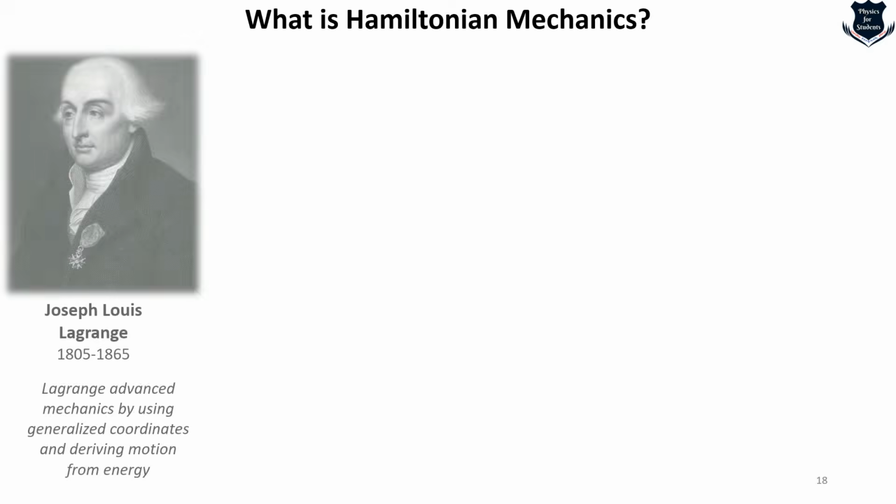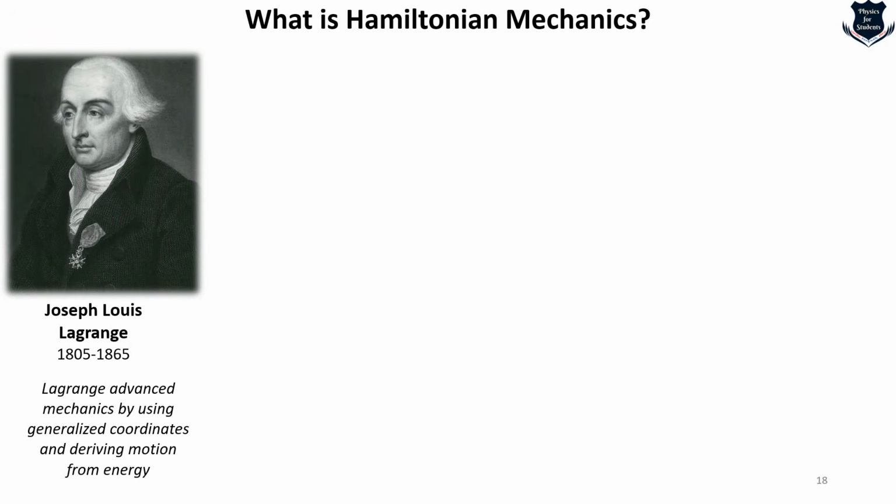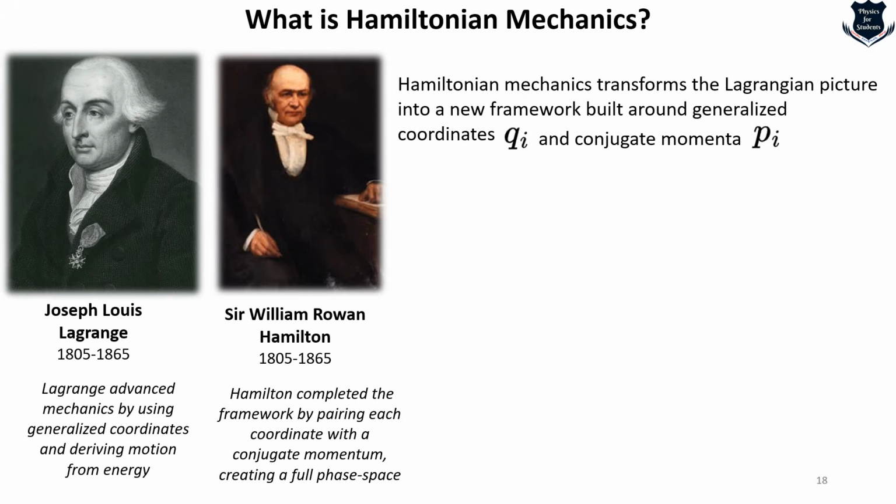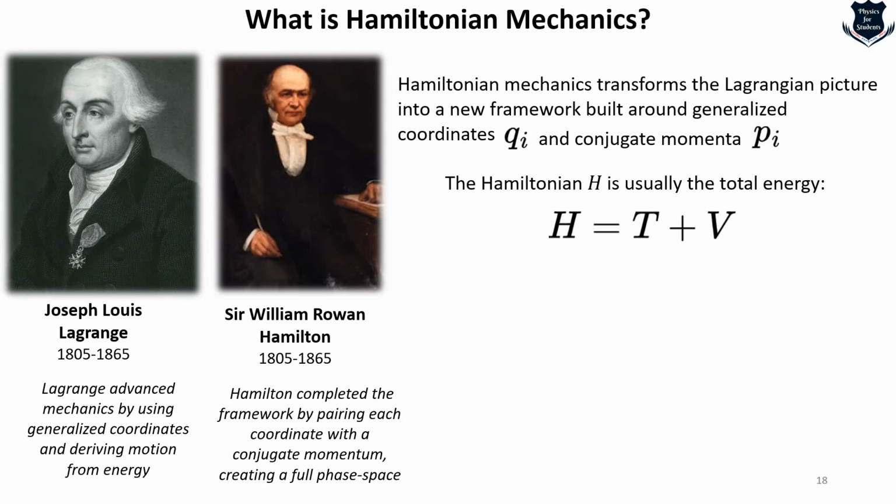So Joseph Louis Lagrange actually advanced Newton's law using generalized coordinates and deriving motion from energy, and Sir William Rowan Hamilton completed this by using what is called conjugate momenta, creating a full phase space picture. So by definition, Hamiltonian mechanics transforms the Lagrangian picture into a new framework. That means it uses generalized coordinates, which are applicable to anything, and conjugate momenta, that means it considers momentum also, thereby making the system much better to work with.